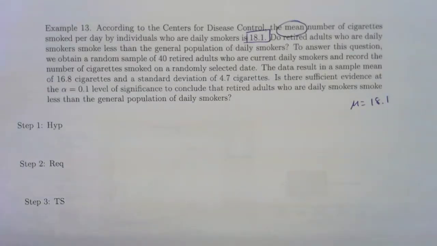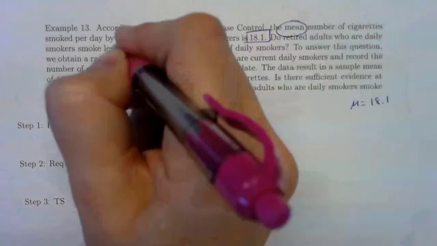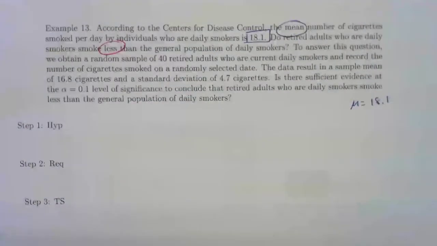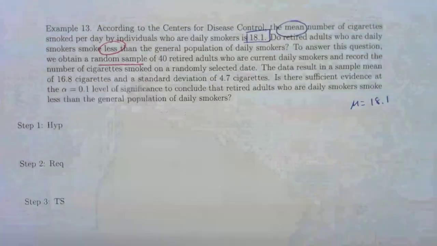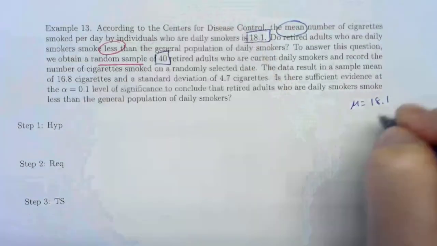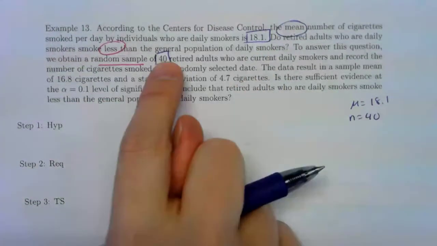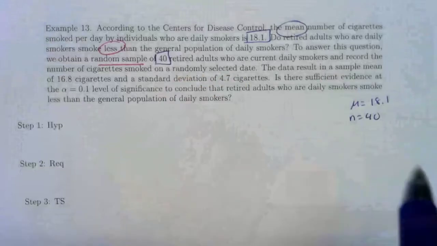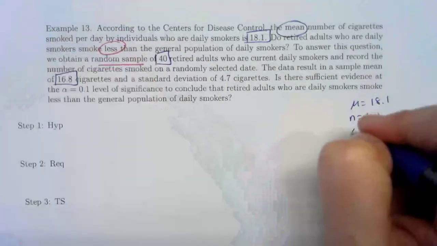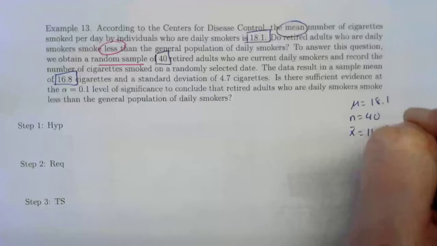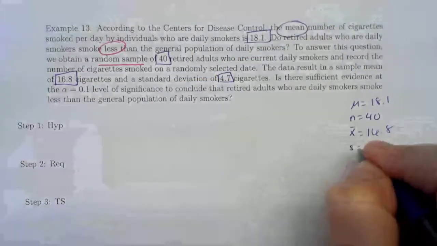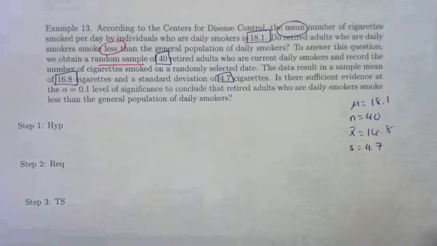The question, which is actually up at the top, is rewritten at the bottom. Do retired adults who are daily smokers smoke less than the general population? We have a random sample of 40, so our sample size is 40. Out of this 40, the mean is 16.8, and the standard deviation is 4.7.